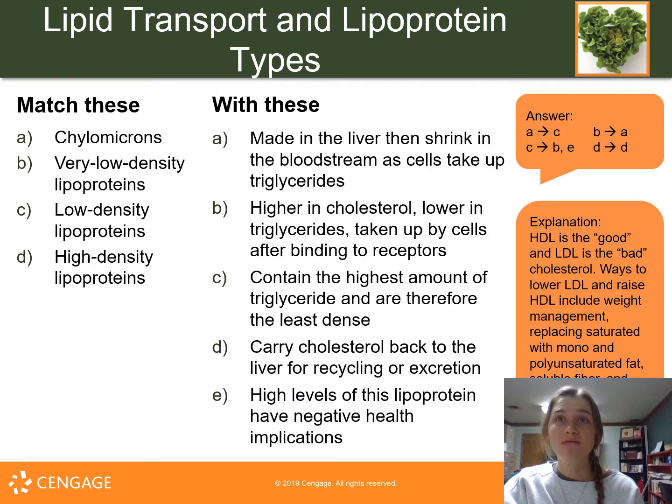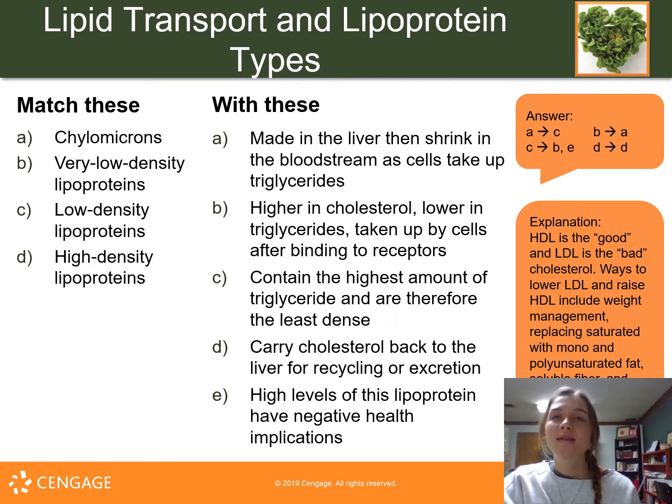So this is just a good review. Those chylomicrons, those are going to contain the highest amount of triglyceride and are therefore the least dense. The very low density lipoproteins, those are made in the liver and then shrink in the bloodstream as cells take up triglycerides. Then low density lipoproteins, those contain the highest amount of cholesterol. And high density lipoproteins, those carry cholesterol back to the liver for recycling or excretion.